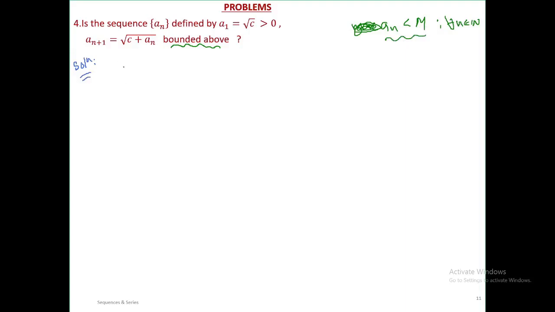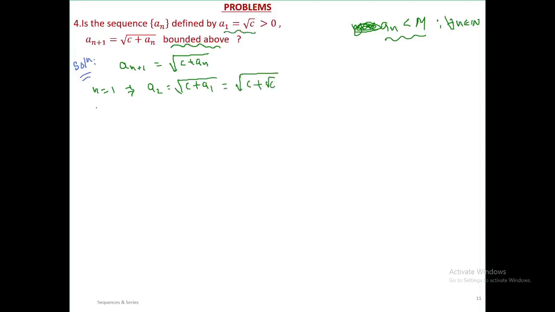So this is a recursive sequence, right? So a(n+1) is the square root of c plus an. Now if you substitute n is 1, what you will get? a2. What is a2? Square root of c plus a1, substituting n is 1. Now this will be square root of c plus, what is a1 now? a1 is root c. This is the initial term.